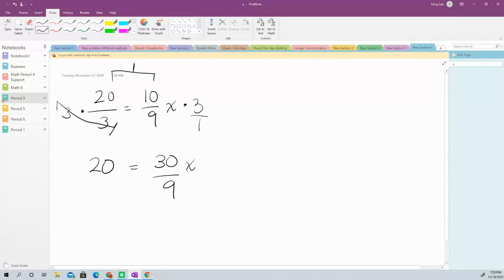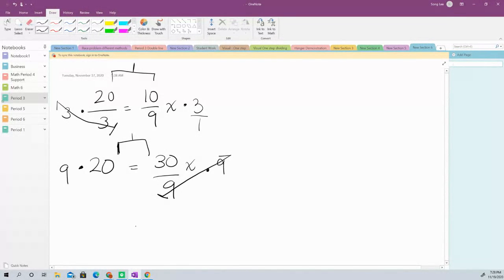Okay? Next, we want to get rid of the 9 in the denominator. So what are we going to do? We're going to multiply by 9. And once again, if I multiply by 9, my balancing equation is going to tilt to the other side because it's heavier. So what do I need to do? I also need to multiply by 9 on the other side in order for my equation to be balanced. And when I do that, 9 divided by 9 gives me 1.